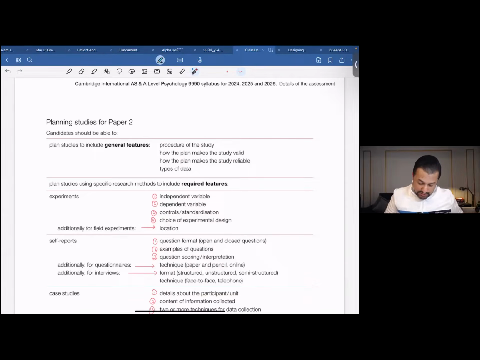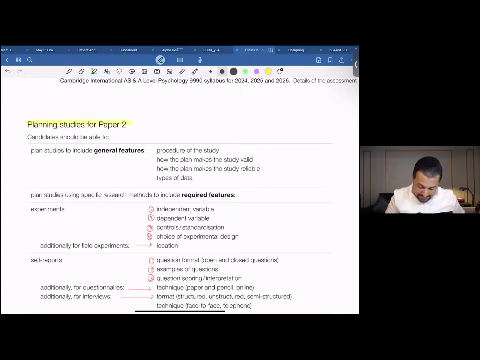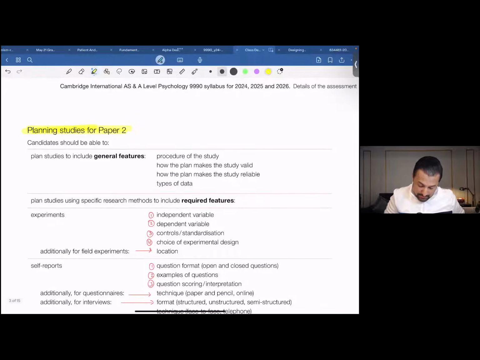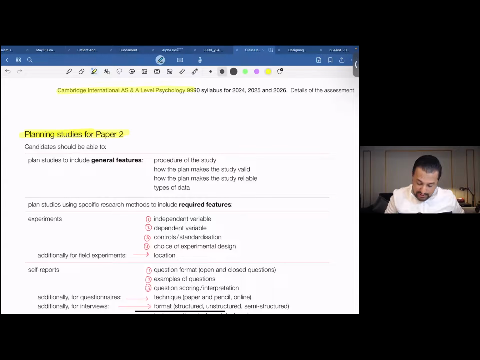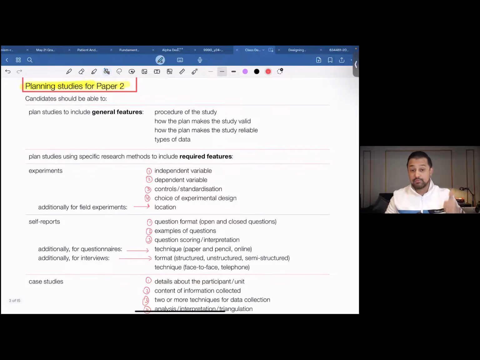What exactly do you see on this slide right now? This has been published by the Cambridge International AS and A-Level Psychology 9990 syllabus for 2024, 2025, and 2026. Here you go. Planning studies for paper 2. This is what planning studies to indicate general features. Number 1, when you're planning a study, it has to have the procedure, how the plan makes the study valid, how the plan makes the study reliable, and the type of data that you collect. These are essential or generic features to be kept in mind. Plan studies using specific research methods to include required features.